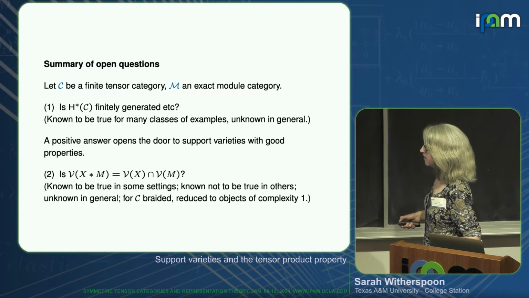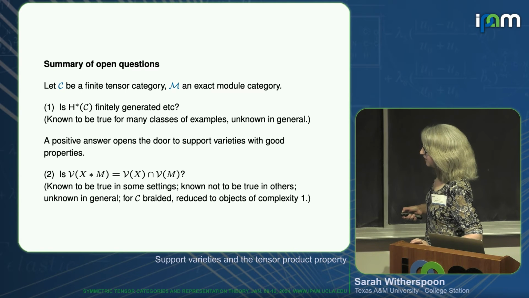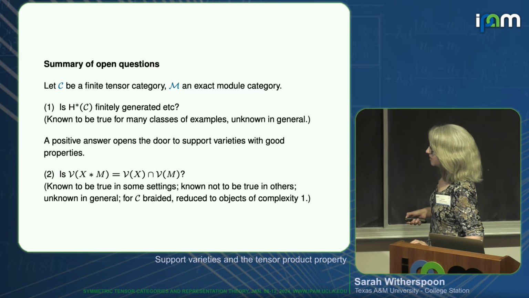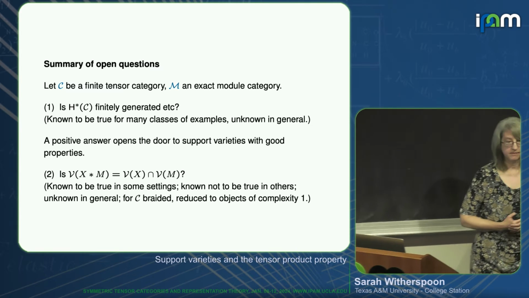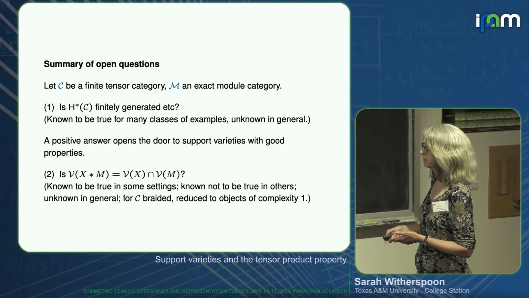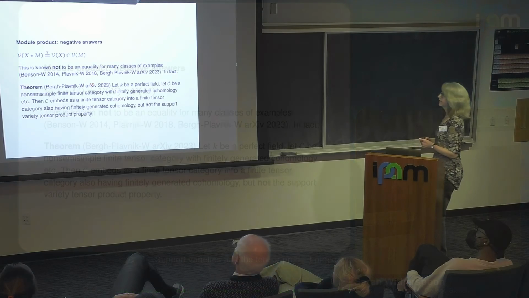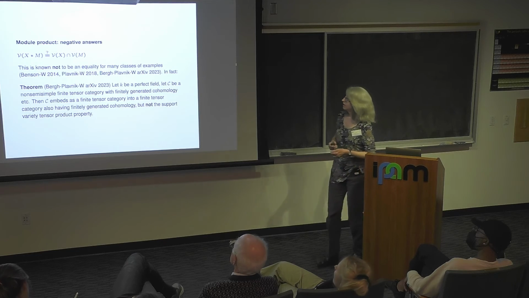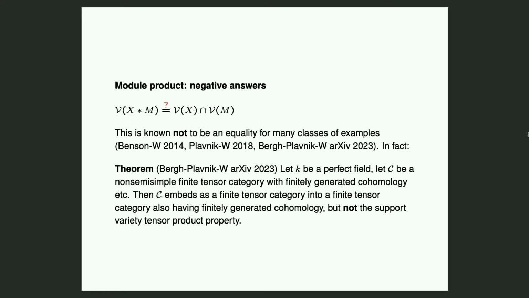But where does the dividing line sit? The question is about braided categories. The examples I'm going to show you in just a little bit of negative answers to that question are not braided. And so the question was, well, what about braided categories? Do we always get this tensor product property? That's where the question comes down now. Okay. So here are the negative answers. Let me run through the theorem statement.